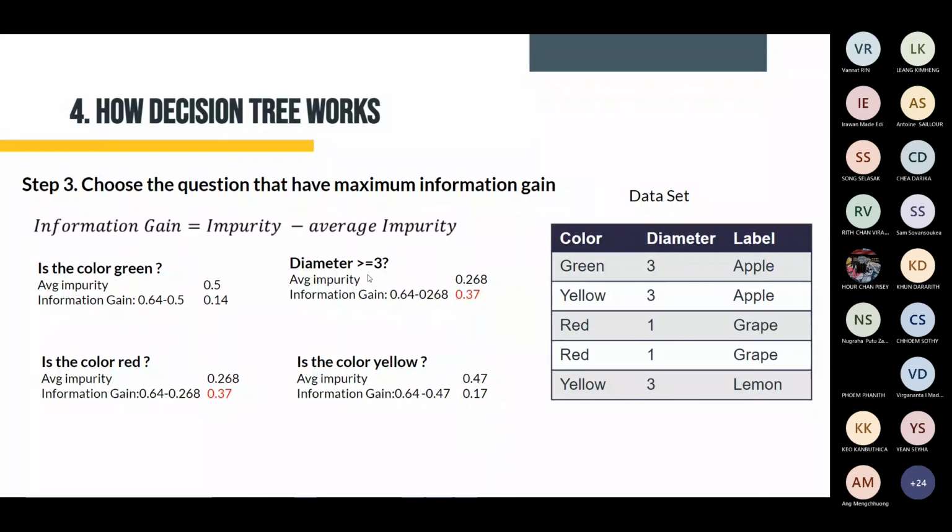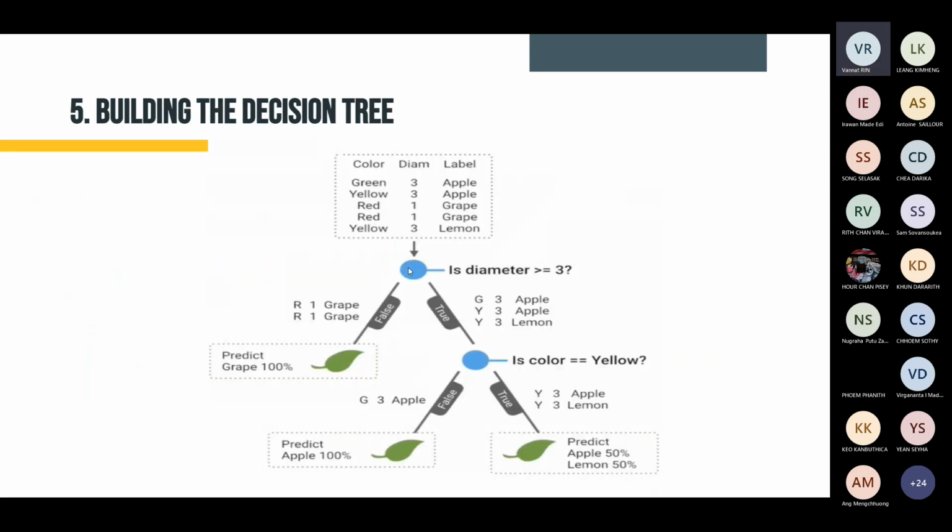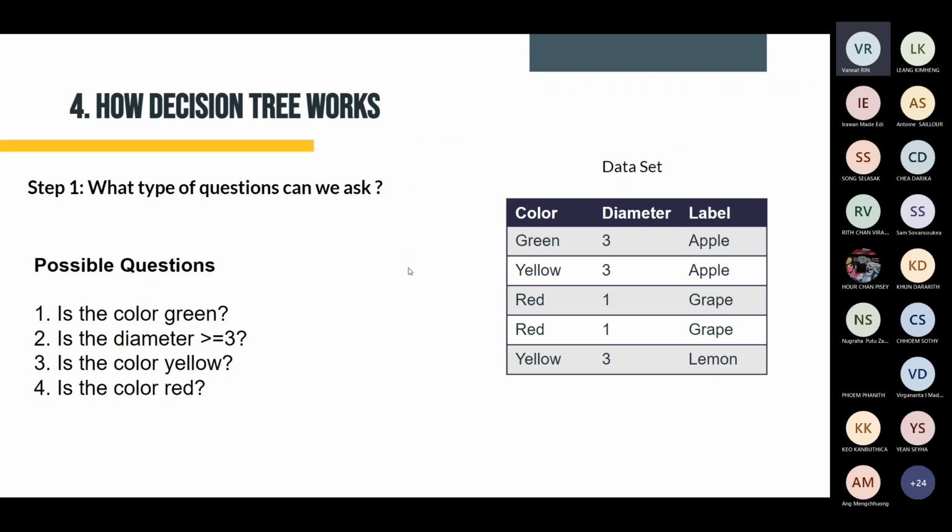Based on what? Based on the possible questions. So how can you determine the possible questions in your data set? Only 4? No, it could be more than that if we want to ask another question. I think it could be more than 4. We can ask greater than 3, not equal, or even equal 3. It can be more than this.